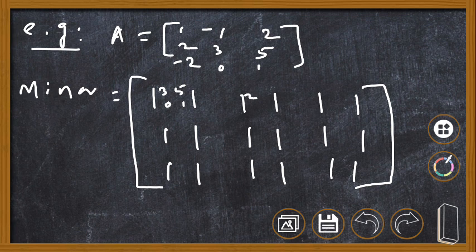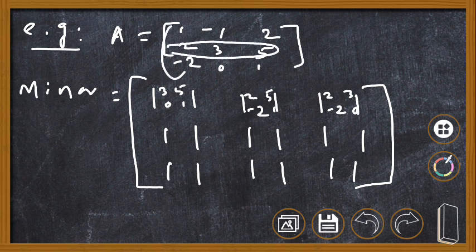So it will be 2, then 5, then minus 2, and at last 1, right? Next, for this you remove this row and this column. This will be 2, 3, and this one is minus 2 and 0, right? Similarly, for this one you remove this row and this column and write the remaining things, right?